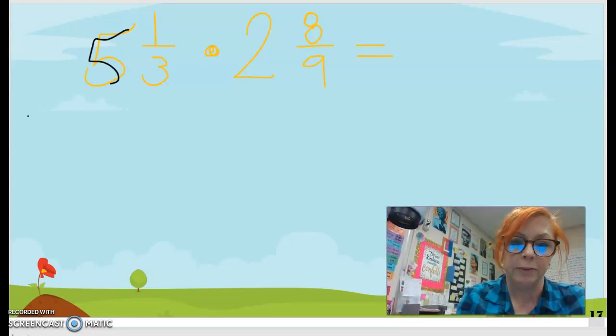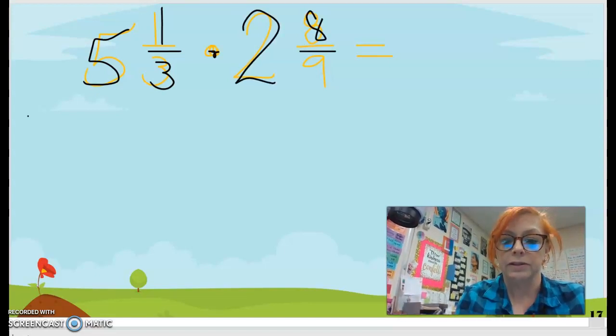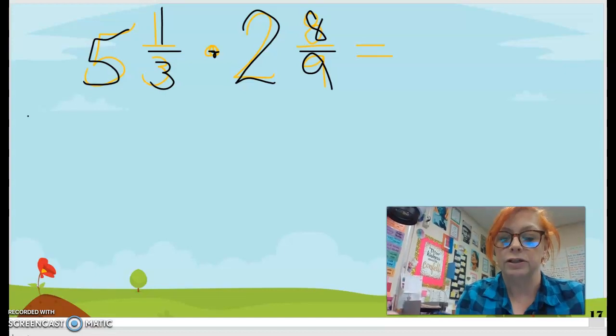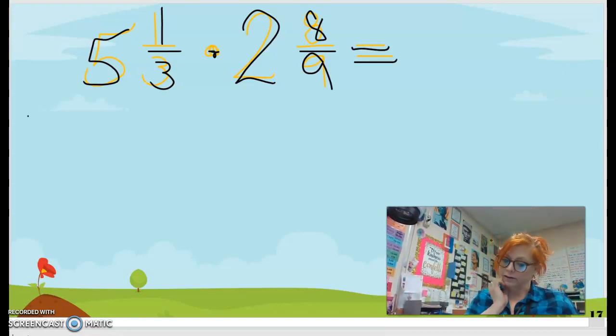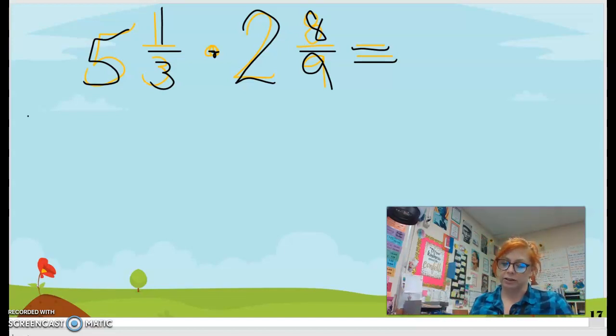Alrighty, little pudding pops. Okay, now we're going to do multiplying two mixed numbers. So look at your note page, and your note page says, first, you change them both to improper fractions. Okay, so let's do that.